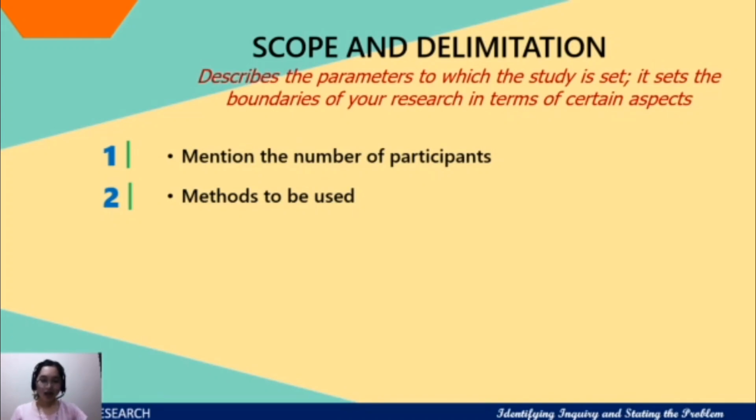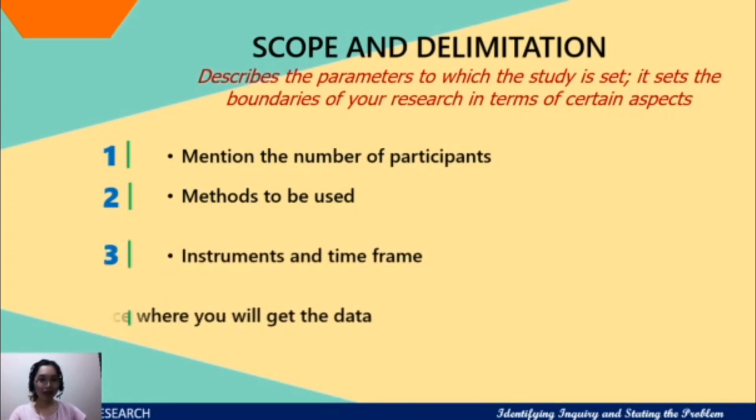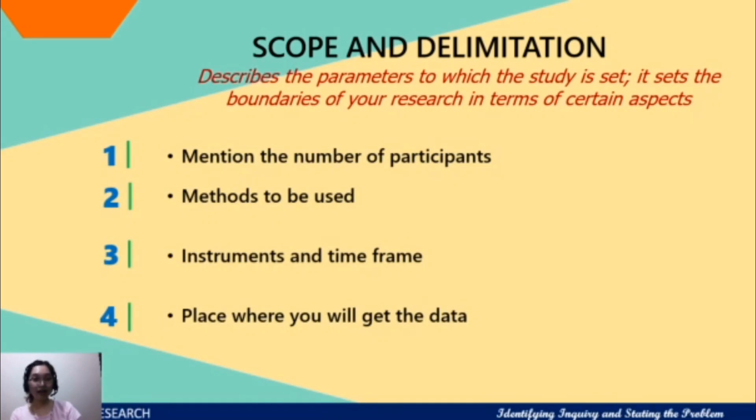And then, papakita ko isa-isa. Mention the number of participants. So, ito na yun. Na-mention ko na to kanina, but let me reiterate it, na kailangan sa scope and delimitation, makikita natin kung ilan yung number of participants, ang methods na gagamitin mo. So, what are the methods that you will be using later on when you are going to analyze your study? And then, the instruments and the time frame. So, instruments, ito yung mga gagamitin mo para makakuha ka ng data.